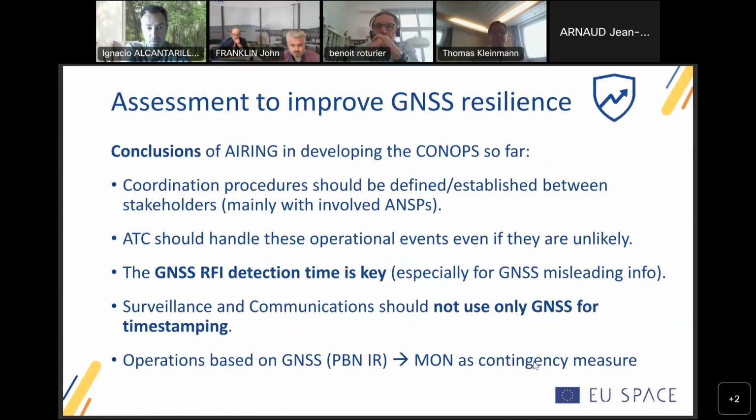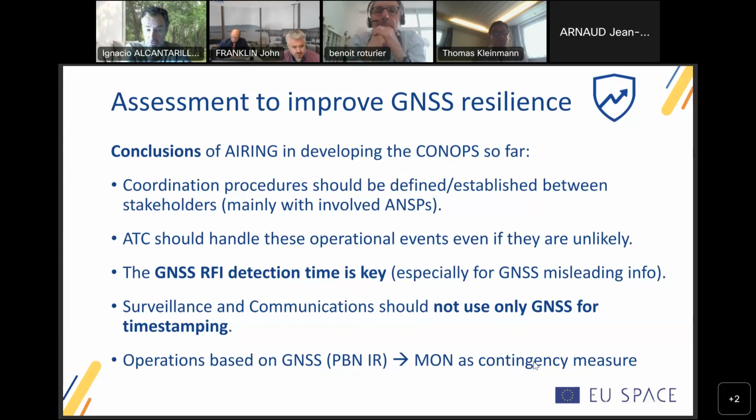It's important that we have coordination procedures defined between the stakeholders in advance, and then these are implemented when the GNSS disruption takes place. ATC should handle these events operationally, even if they are unlikely or not so unlikely lately. The detection time is key to ensure that indeed this does not escalate into a major problem, especially if there is a spoofing, if there is misleading information from GNSS.